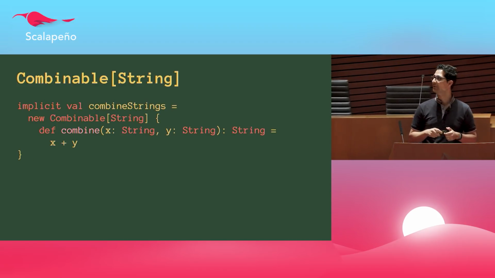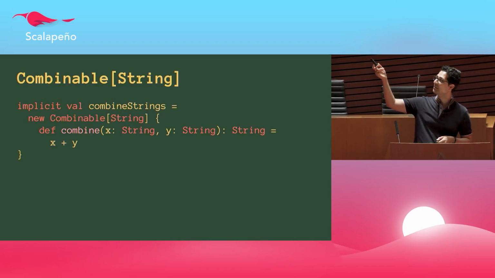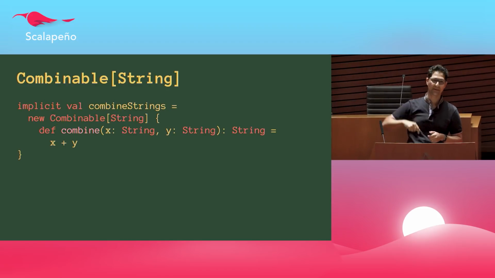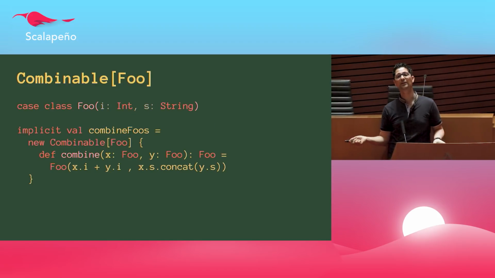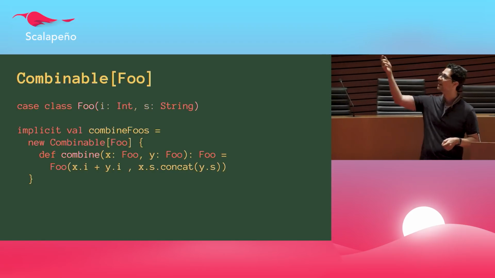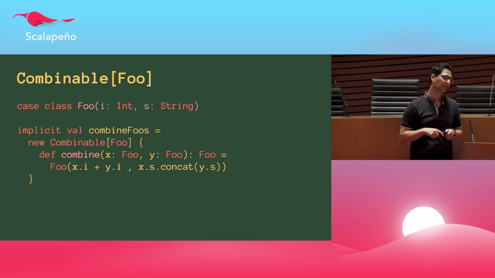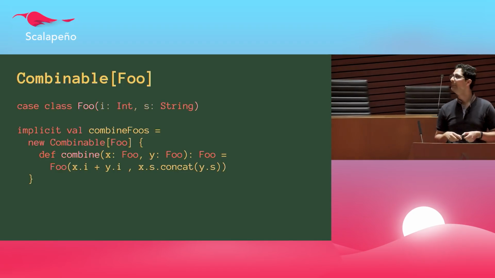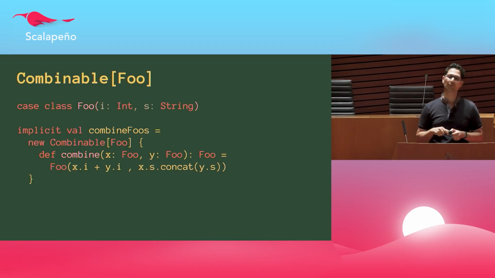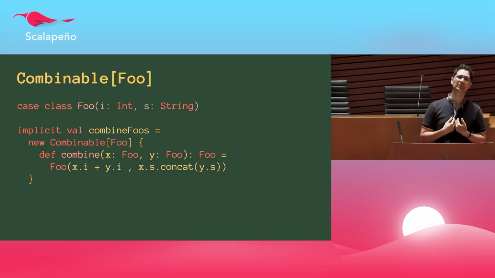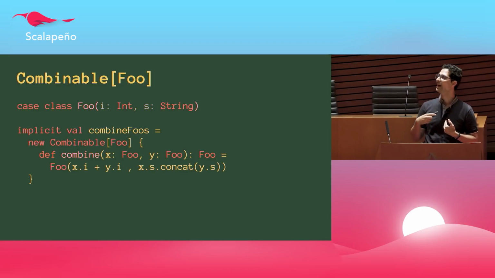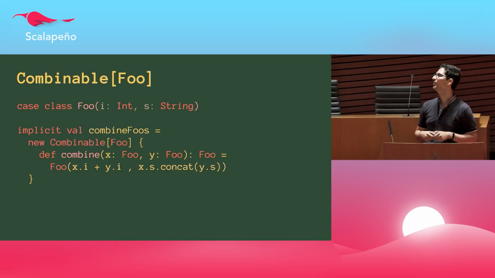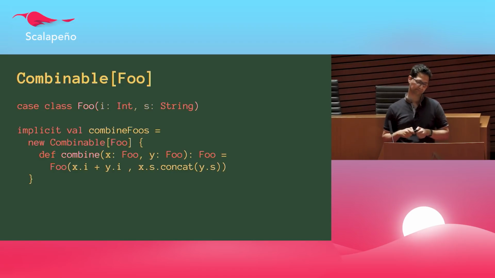Same thing for strings, right? I override this combine method with string and string, and I give you back my implementation of it. You can also do it for your own types, right? Here I created my own class, Foo, and it takes an int and a string. So I can also implement the combine method for Foo, right? It's my own implementation, and I tell you how to do it. So I would take the first parameter and the second one, and give you back a new Foo.